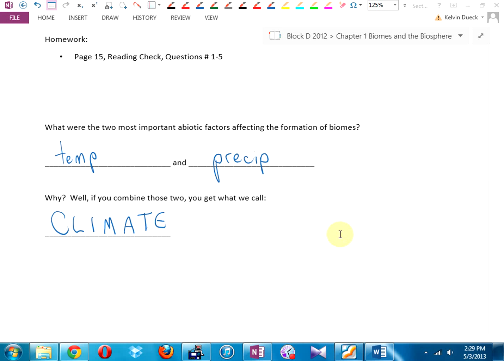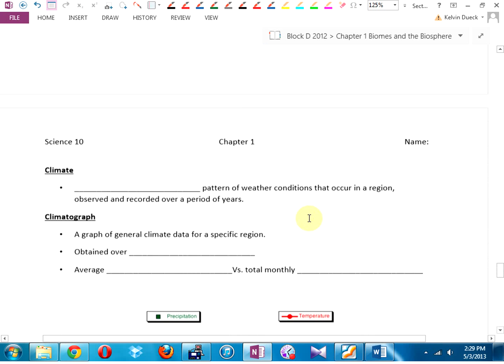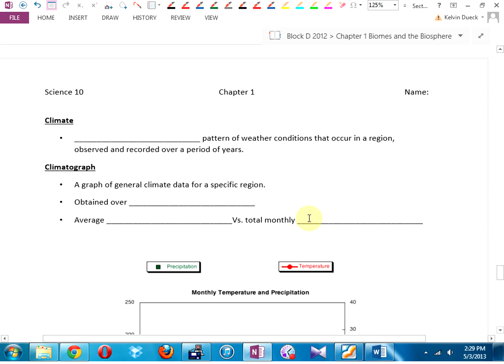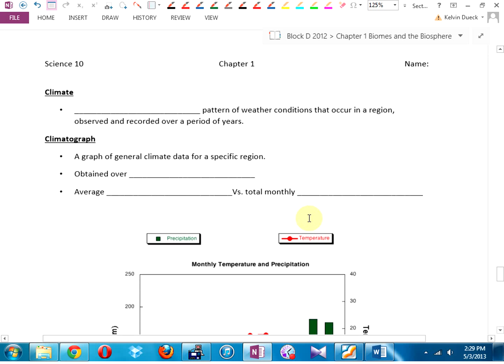So put those together, you get climate. Turn the page. TP equals C. Last thing we're going to look at, climate and climatographs. So climate is the average pattern of weather conditions that occurs in a region, observed and recorded over a period of years.